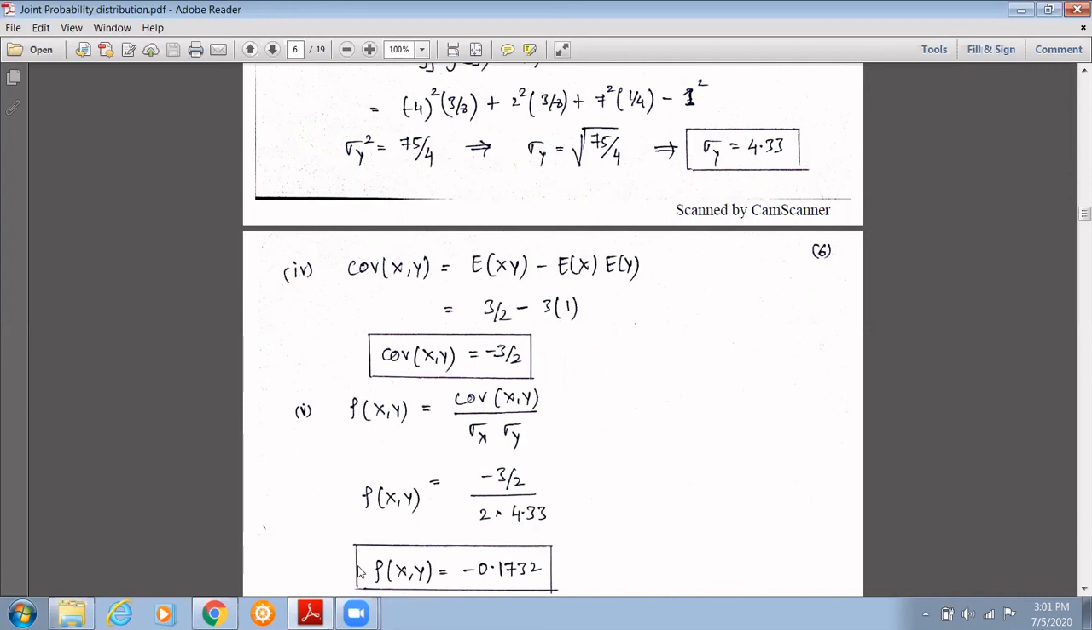So this is about the expectation, variance, covariance, and joint probability distribution table.